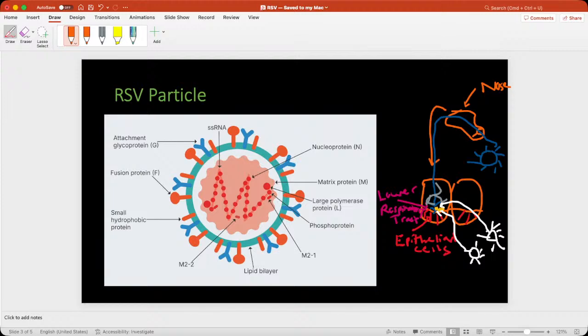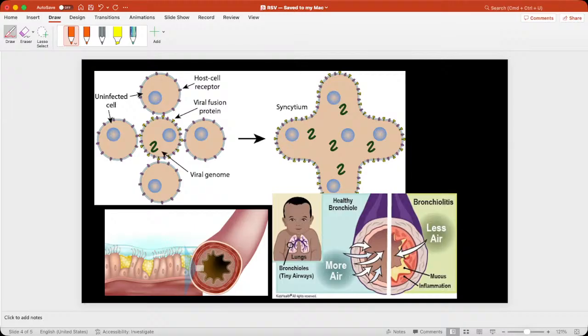What it's going to do is signal the immune cells, like the T cells and the B cells, and release cytokines in the process. And then eventually you'll see some formation of mucus, which is going to impact the bronchial tissue and close up that airway flow.